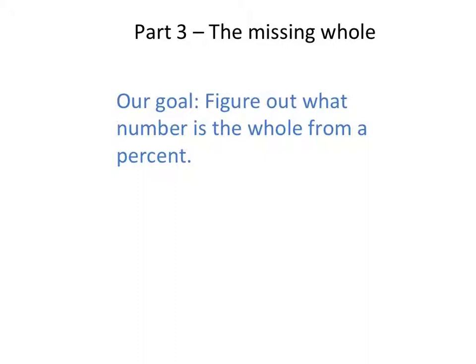Part 3 is all about finding the missing whole. Our goal is to figure out what number is the whole from a percent. And we're still using this guy, the ratio. Part to whole is equal to percent out of 100.